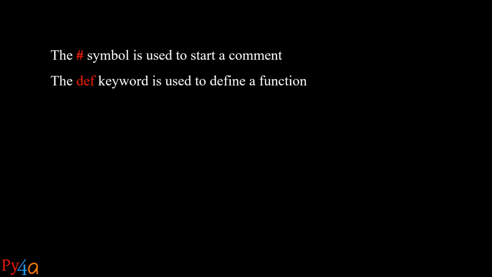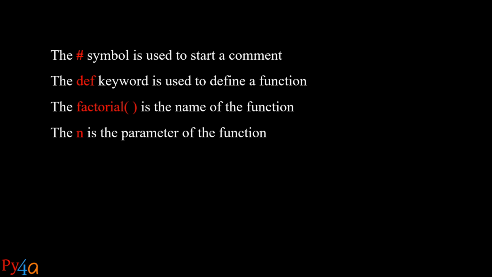And that leads us to the next, which is factorial, which comes immediately after the def. Factorial here in this case is the name of the function. Thereafter we have the parameter of the function, which is denoted by n. Here we have just a single parameter of this function. Mind you, you can have multiple parameters.